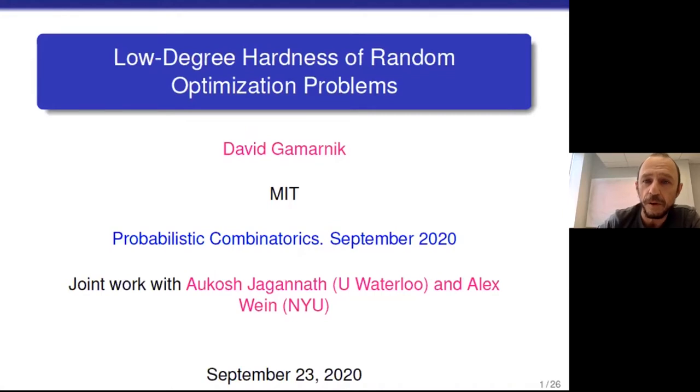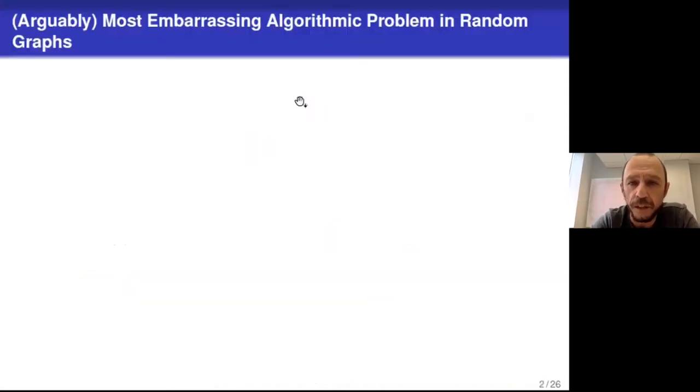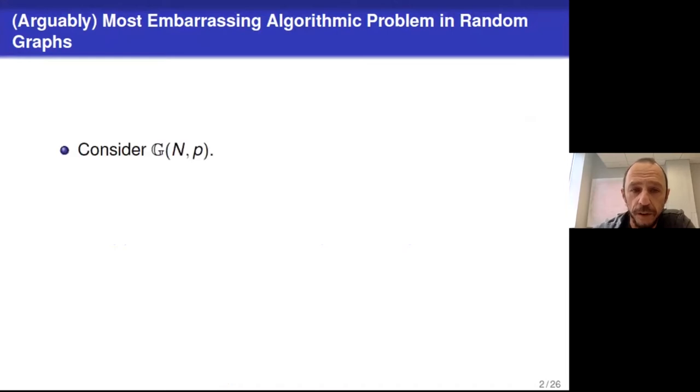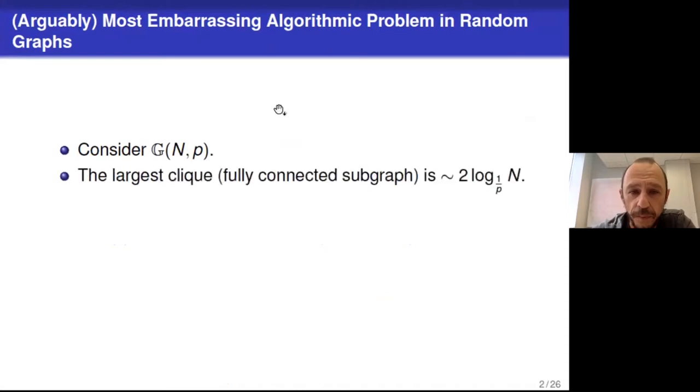random optimization problem. And let me begin by introducing my favorite open problem, which is probably familiar to most of you. And it's still an open problem in optimization on random graphs. So we start with the GNP. This is an Erdős-Rényi graph on n nodes. Edge probability is p, and we look for the largest clique, largest fully connected subgraph.